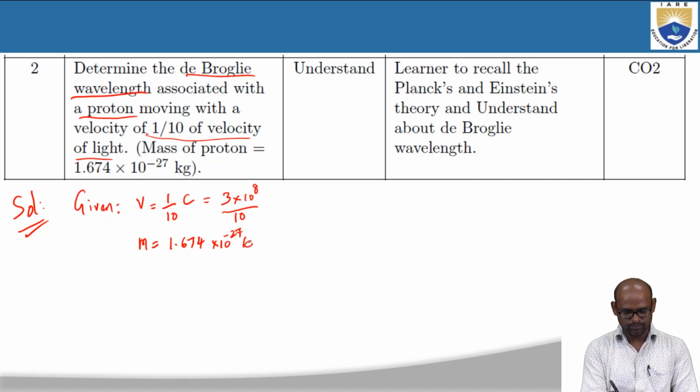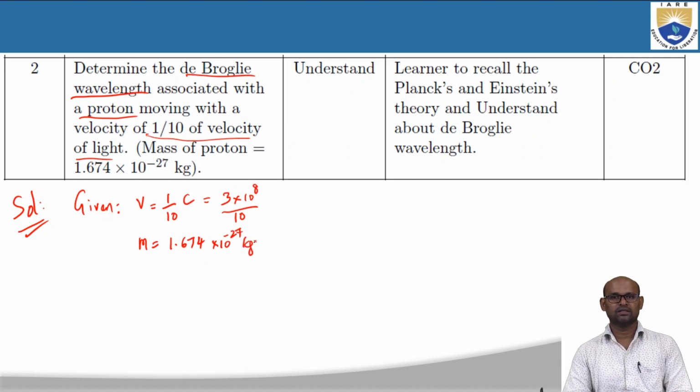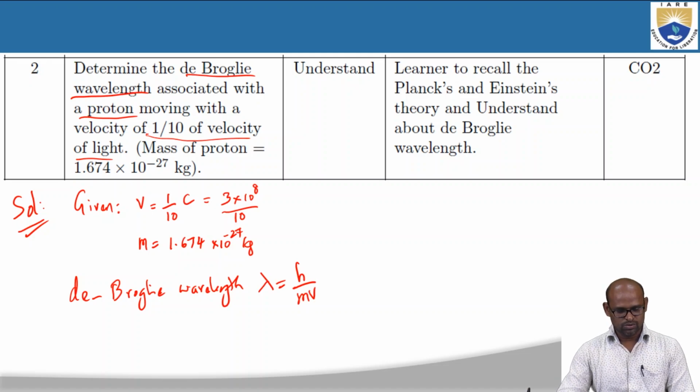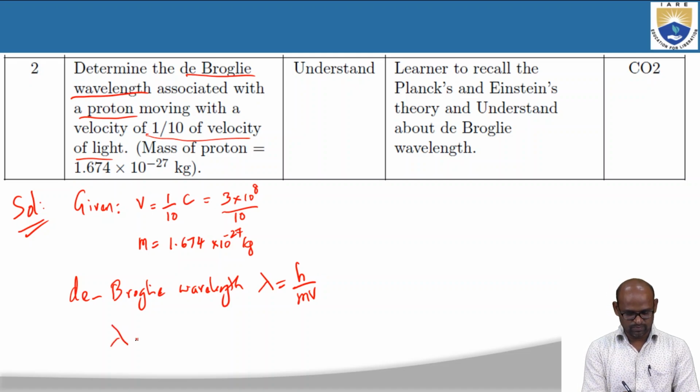Now we need to calculate the de Broglie wavelength. We have already used the de Broglie wavelength formula in the first numerical problem: lambda is equal to h by m into v. Here they have given the velocity and the mass, and we know Planck's constant. Just substituting the values, we are going to calculate the de Broglie wavelength. Let us substitute the values.